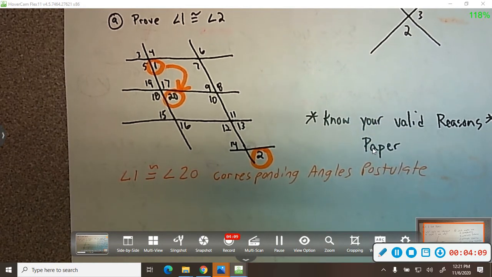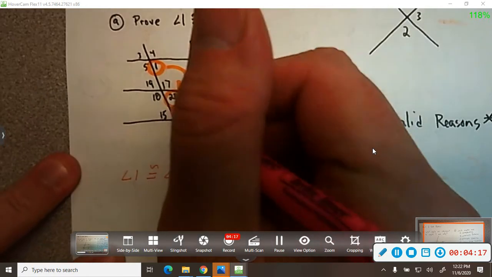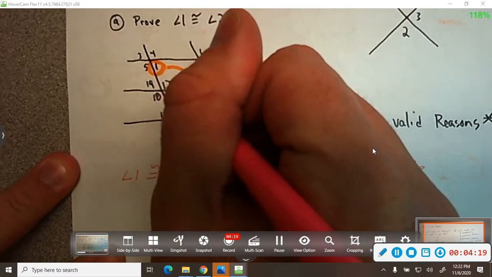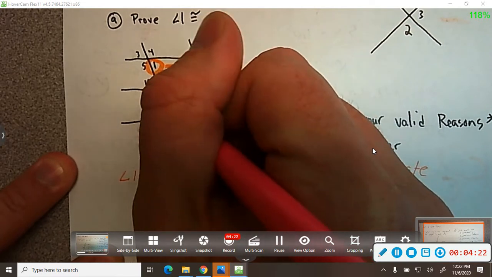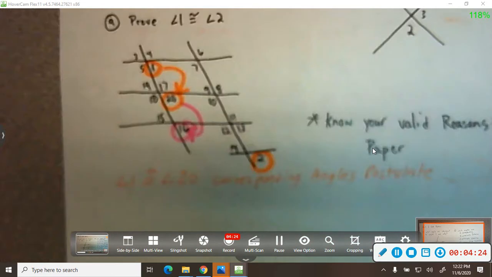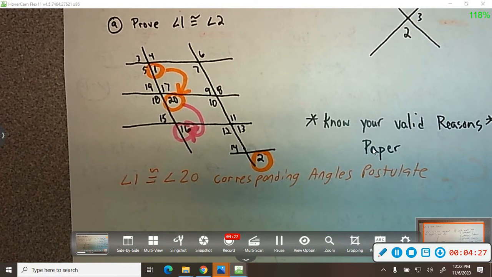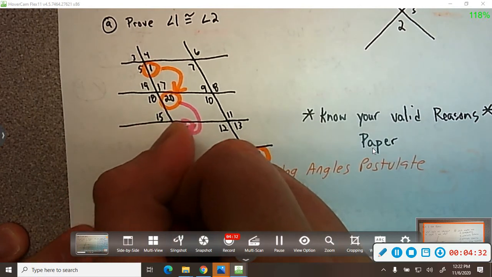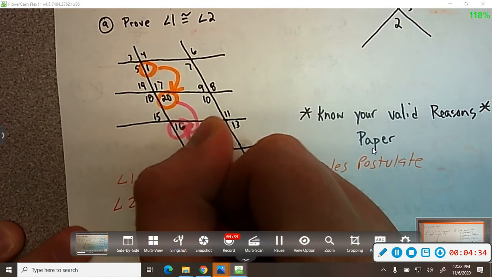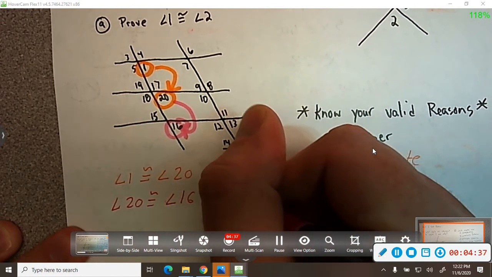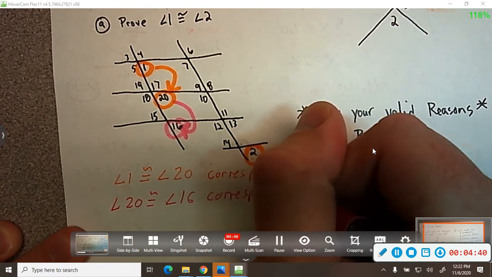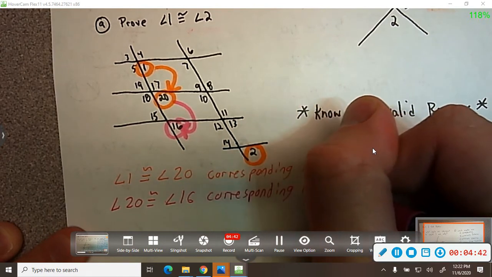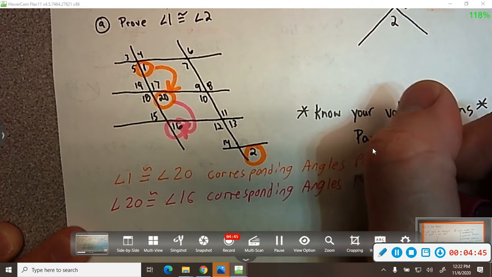So now I'm at 20. And then I am going to go 20 to 16. And again, there's multiple paths here. I'm going to say that 20 is congruent to 16. How do I know that? Well, by the corresponding angles postulate. I like to use the corresponding angles postulate as much as I can. It's the one that's easiest for me to memorize.